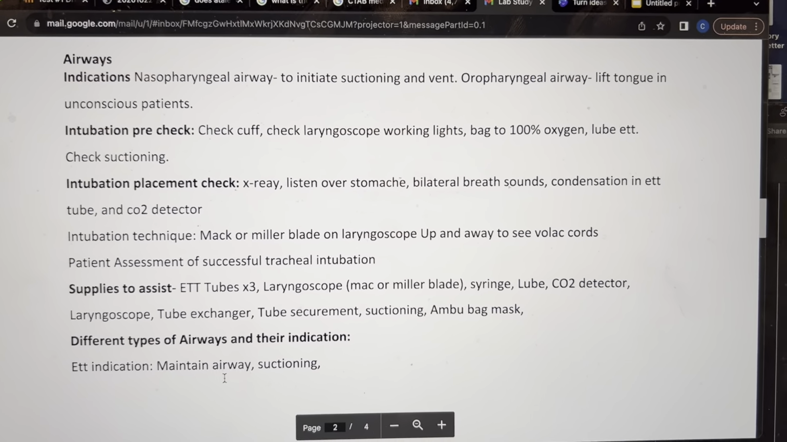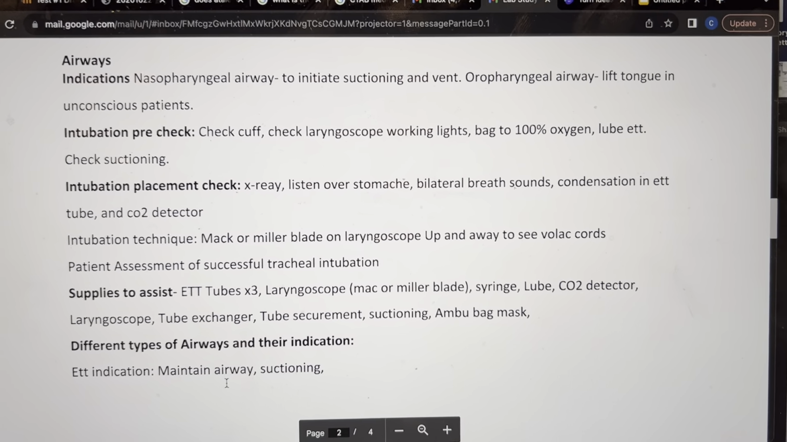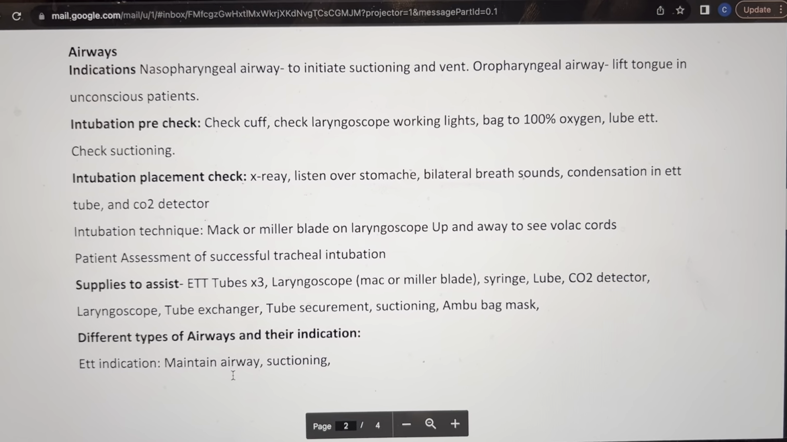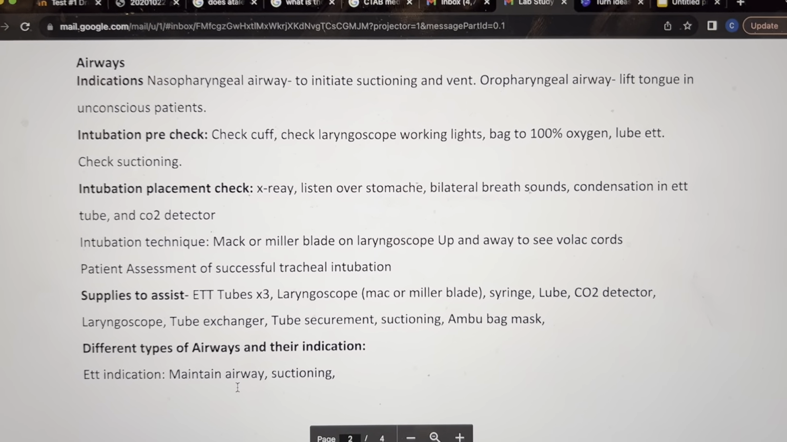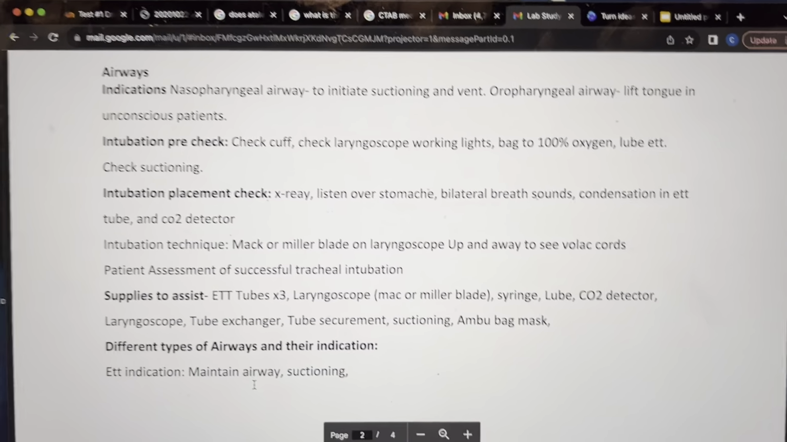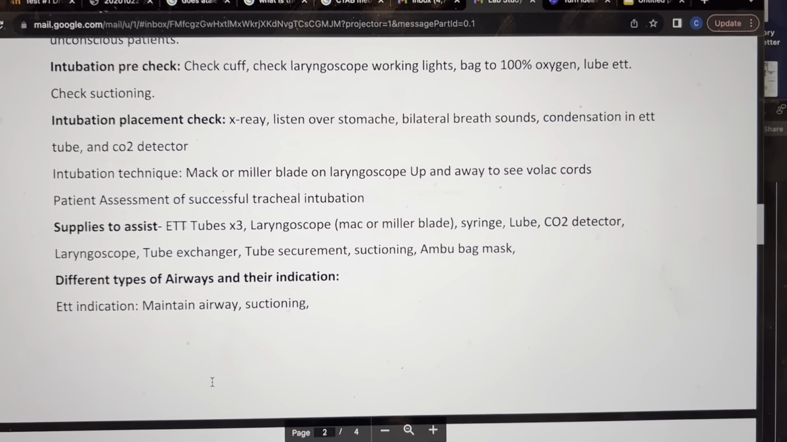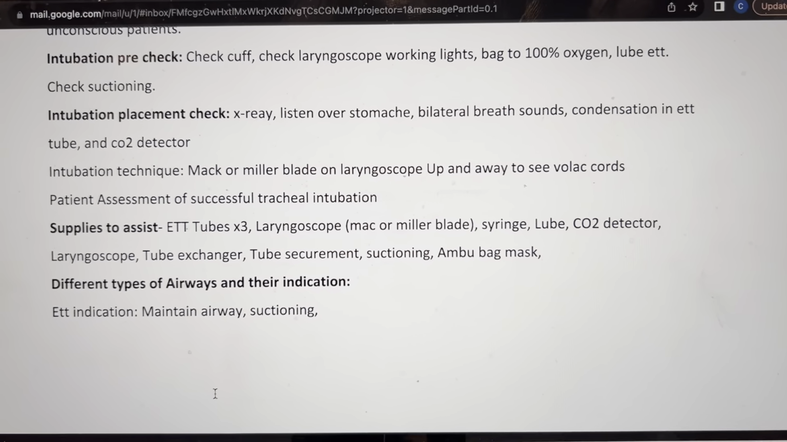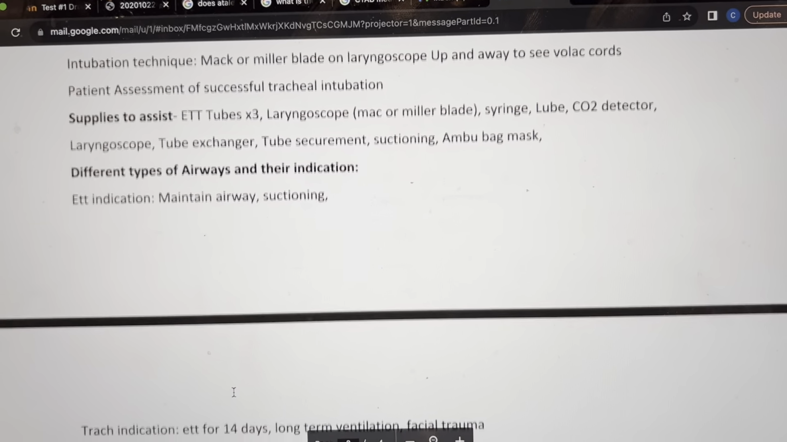Intubation pre-check. Check cuff. Check laryngeal scope working, lights. Bag with bag-mask to 100% oxygen. Lube endotracheal tube, and check suctioning tube. Intubation placement check: X-ray, listen over stomach, bilateral breath sounds, condensation on endotracheal tube, and CO2 detector. Intubation technique: Mac or Miller blade.